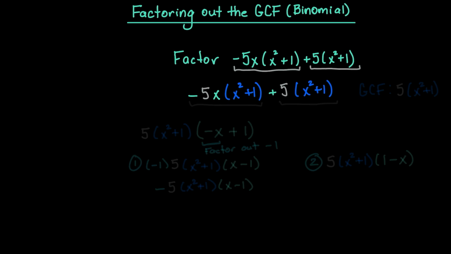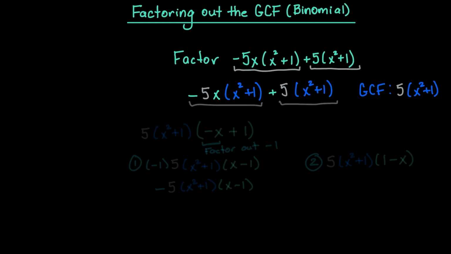So let's take a look at reminding ourselves where our two terms are. Both terms have a common factor 5, and both terms have a common factor x squared plus 1, which means our GCF is 5 times x squared plus 1. We can divide this GCF out of both terms.